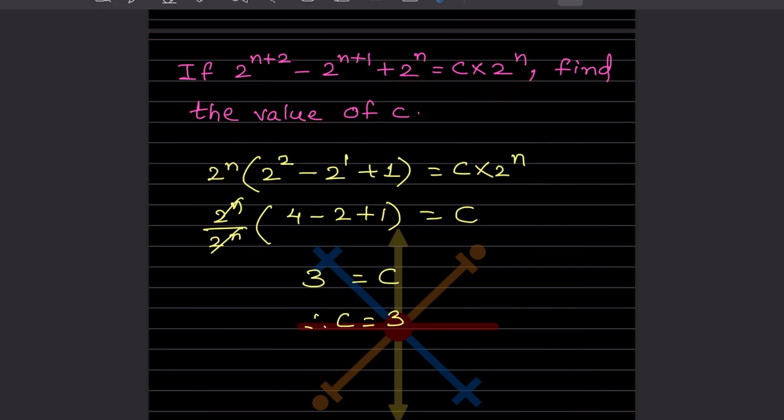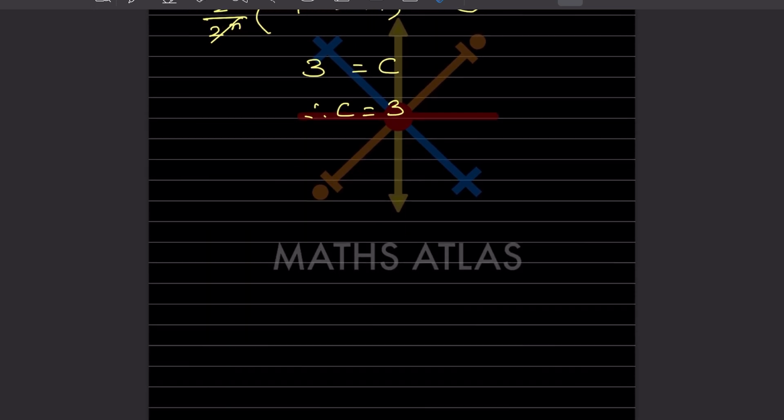This as it is. So now what we can do, this 2 raised to n you can write as it is. But this one, if you bring it on this side, this is going to get divided. So 2 2s are 4 minus 2 plus 1 is equal to c, because this went over here. This and this get cut. So 4 minus 2 is 2, 2 plus 1 is 3. So 3 is c. Therefore, c is equal to 3.